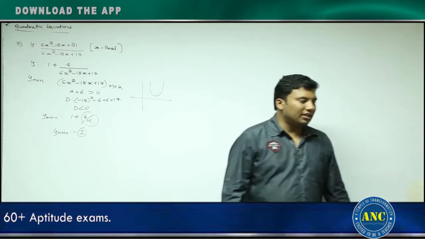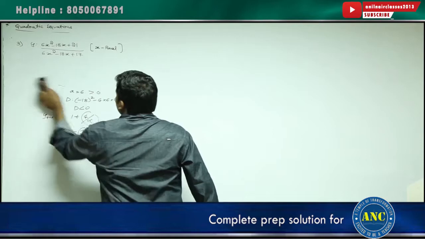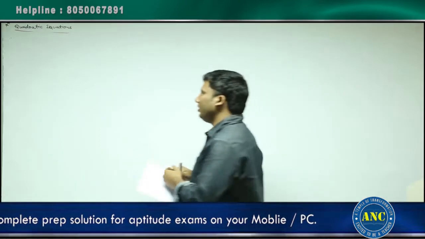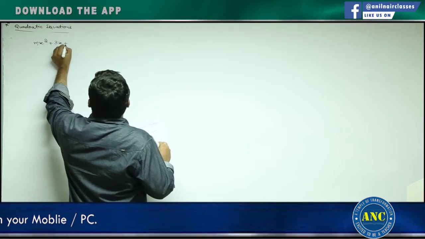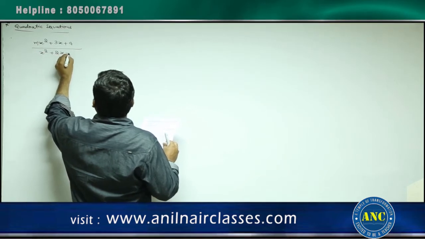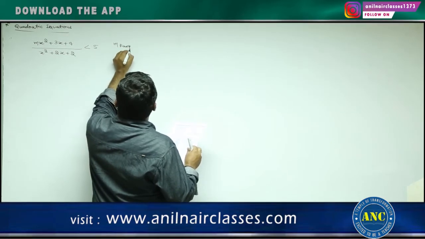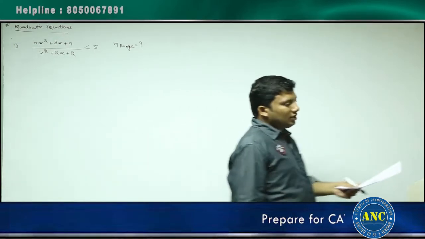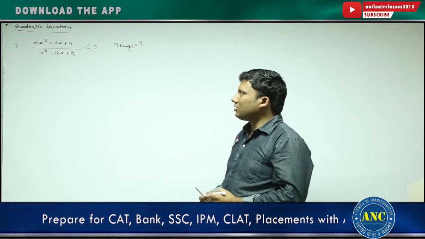Next. Find the range of m. Next question. Find the range of m such that mx square plus 3x plus 4 divided by x square plus 2x plus 2 is less than 5. Range of m.